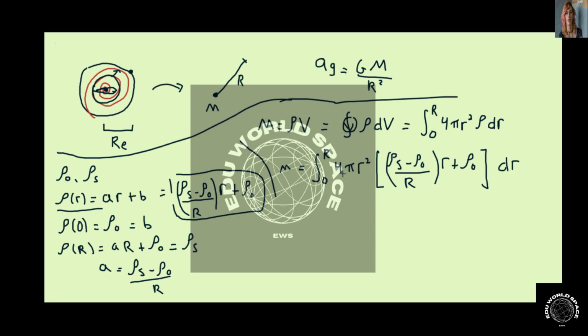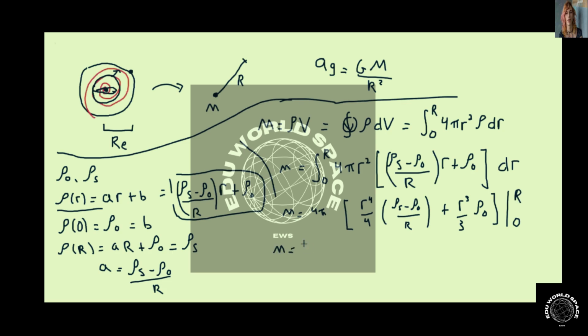So we can pull out the 4 pi from this, and we can see it looks like we'd have an r squared times an r for an r cubed. So m equals 4 pi. And then this first term of the integral, we would have r cubed, so that should be r to the fourth over 4, and then times this constant here, rho sub s minus rho naught over R. And then this term would be multiplied by r squared, so we should have r cubed over 3, and that's also times rho naught. And then we're evaluating this whole thing from 0 to R.